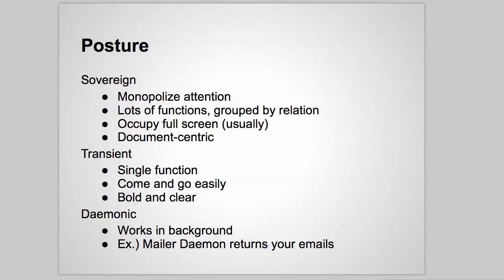A transient product is a single function product. So something where you can come and go easily. It's usually bold and clear. And the example in your book is like Yahoo widgets, or when you have iTunes shrunk down to that little widget and it's literally just like play, stop, next. Very, very simple. They don't require a lot of your attention, and as a result, they sort of sit in the corner.